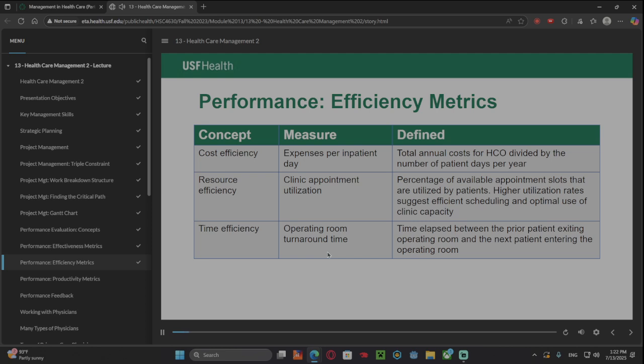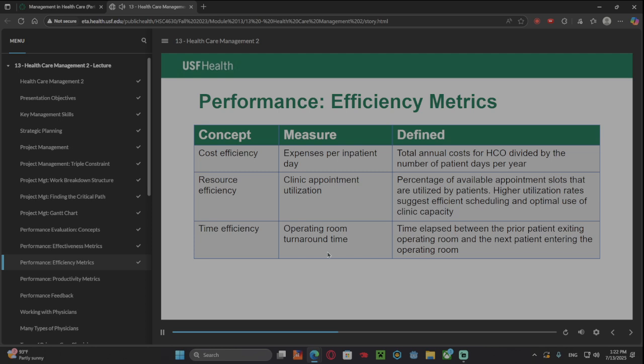The following are efficiency metrics used in healthcare management. Cost efficiency, of course, is a very important concept, and one way to measure it is expenses per inpatient day. That is, the total annual cost for the healthcare organization divided by the number of patient days per year. The goal often is to reduce the total expenses per inpatient day.